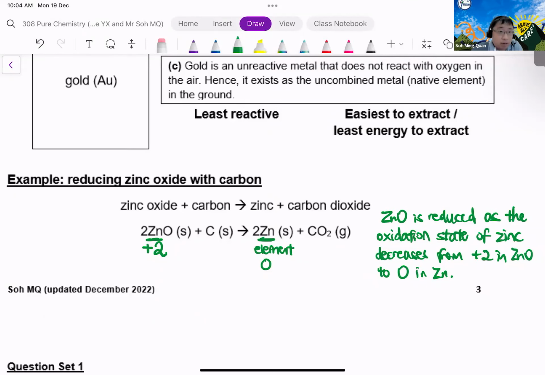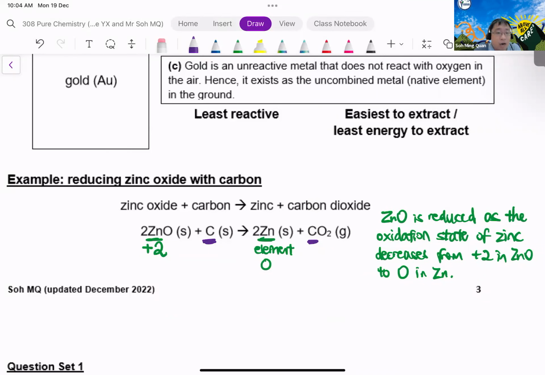Okay, but we remember the term redox, right? Redox means there must be reduction and also oxidation in the same reaction. So if zinc oxide is reduced, what is oxidized then? So if you look at it, if zinc oxide is reduced, the one that is oxidized must be carbon. The other reactant is oxidized. So let's try to work out the oxidation states of carbon.